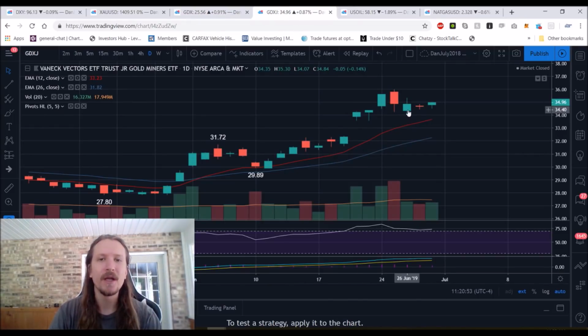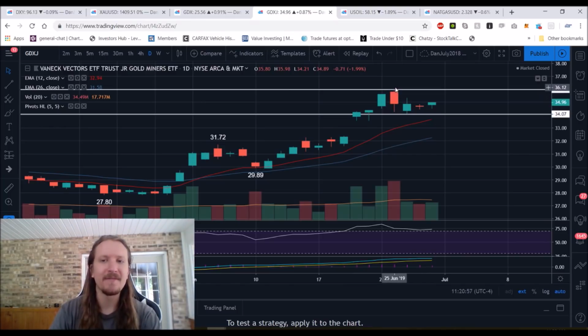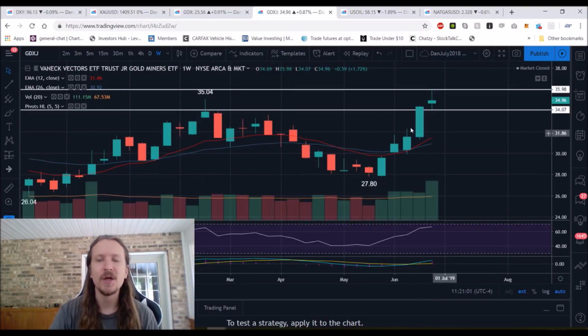GDXJ, same story. Support is 34.07. Bulls want to hold that level. They have to break 35.98 for continuation. If we break that support, weekly consolidation will be underway.